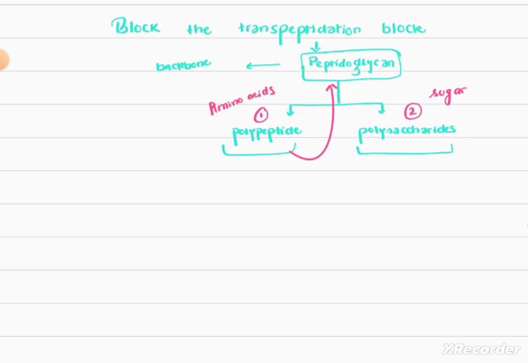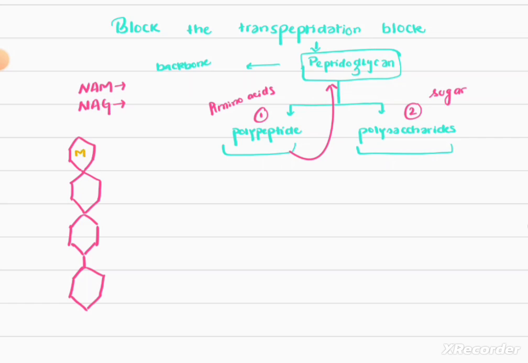The structure of this peptidoglycan is that it has alternating sugars. They are connected to each other. So they have two sugars, which are alternating. One is N-acetyl muramic acid, also known as NAM, and the other one is N-acetyl glucosamine, also known as NAG. So this is N-acetyl muramic acid and this is N-acetyl glucosamine.